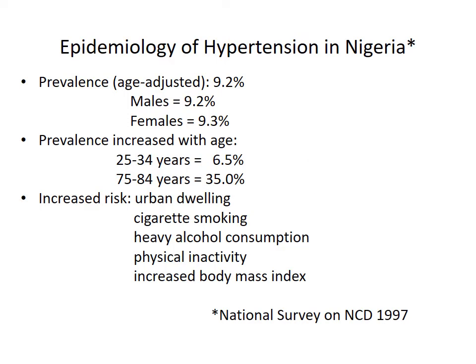These are the things that predispose to hypertension. I think the first one is age. You can see that as people get older, and I alluded to longevity. Look at the prevalence in 75 to 84, 35%, whereas 25 to 34 years was 6.5%. So age is a risk factor. Blood pressure increase is also favored by urban dwelling, cigarette smoking, heavy alcohol consumption, physical inactivity, and increased body mass index. And I'll talk about body mass index in a short while. So those are the things that increase blood pressure.